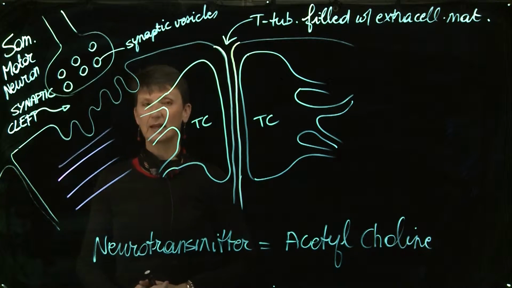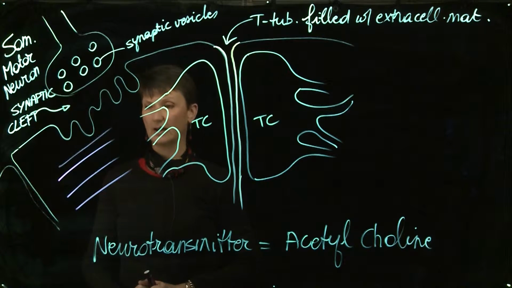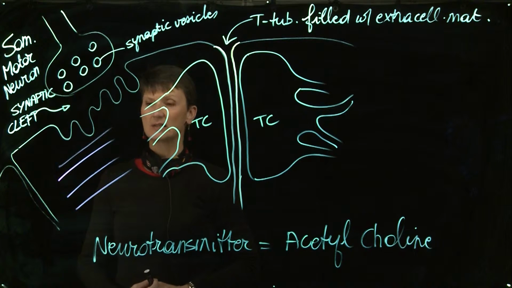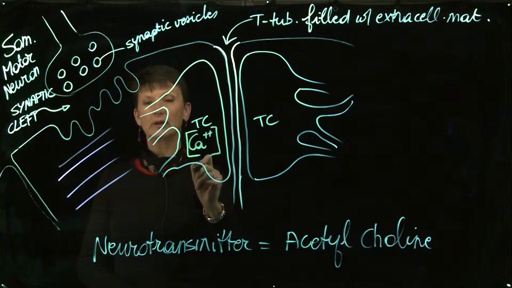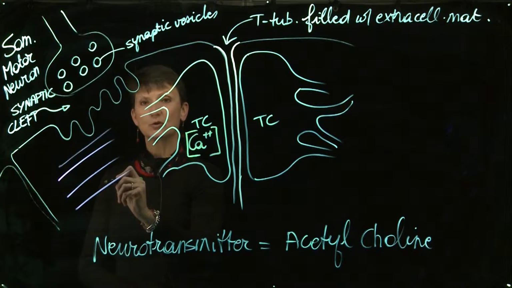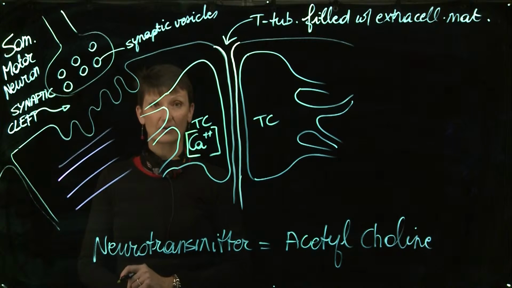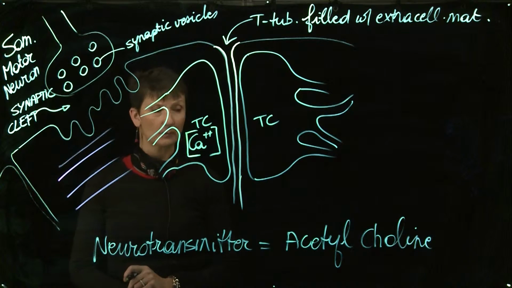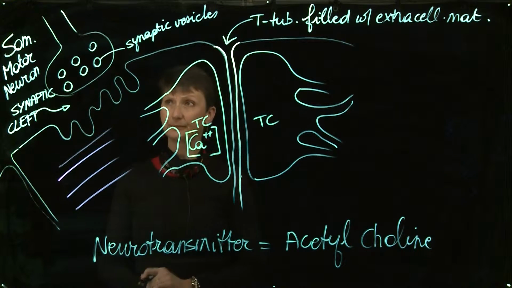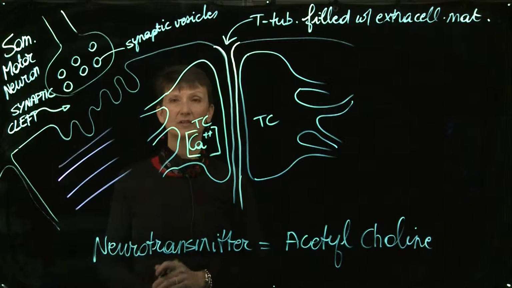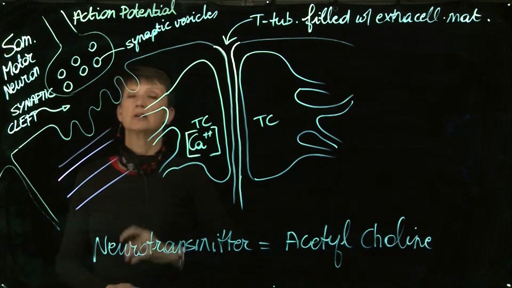There are many neurotransmitters in our body, especially in our central nervous system, but pretty much throughout our body. And some examples that you're familiar with are norepinephrine, dopamine, serotonin, just to name a few. But the one that always lands on skeletal muscles and that is always being released by the synaptic vesicles of our somatic motor neuron is acetylcholine.